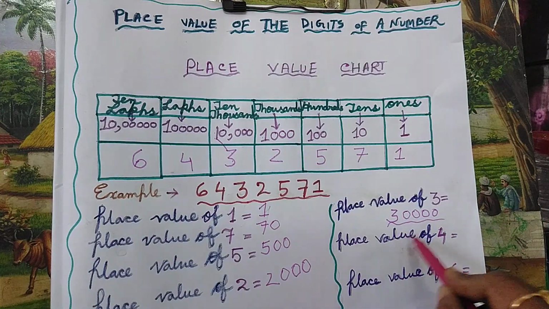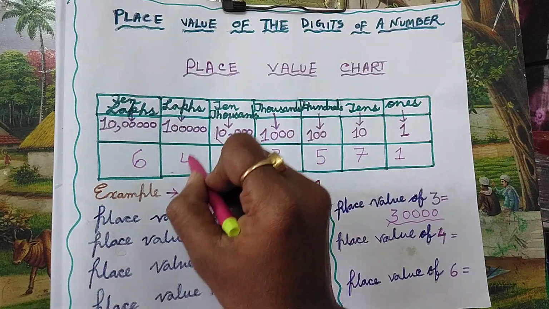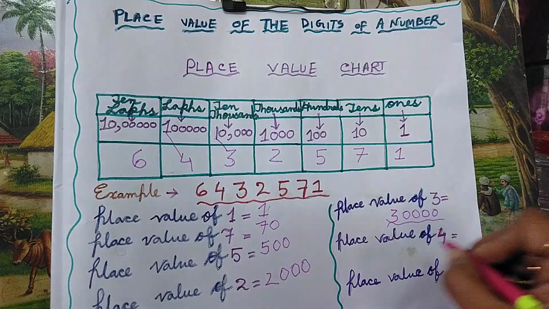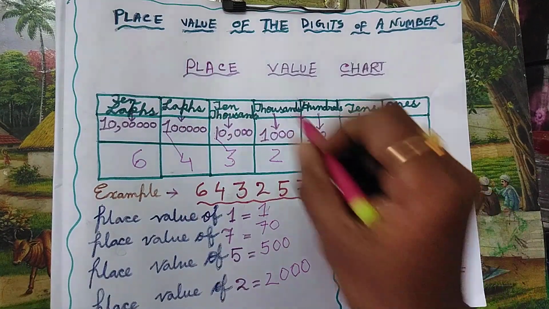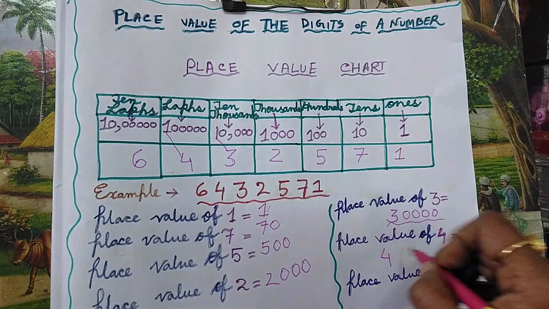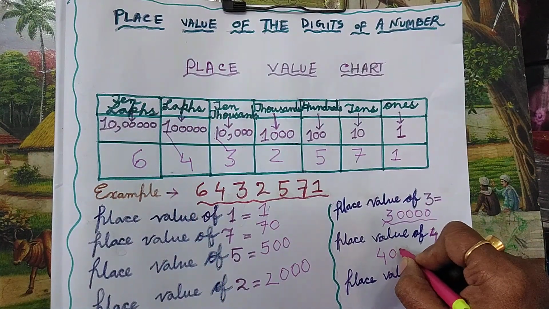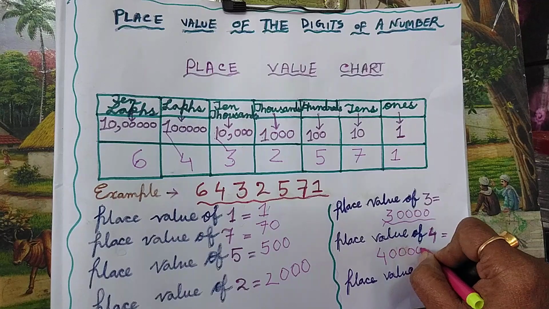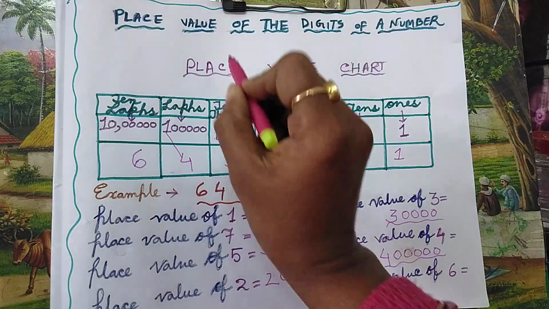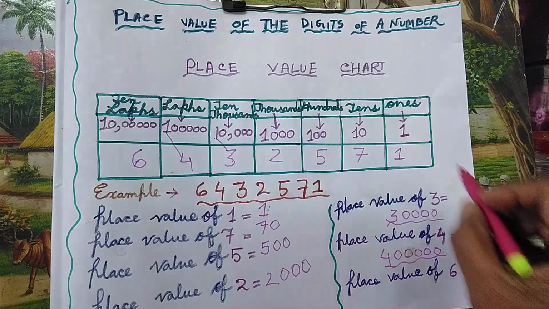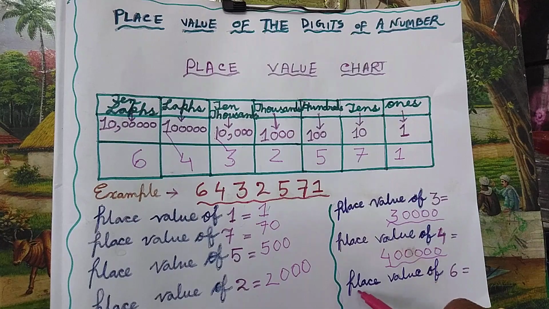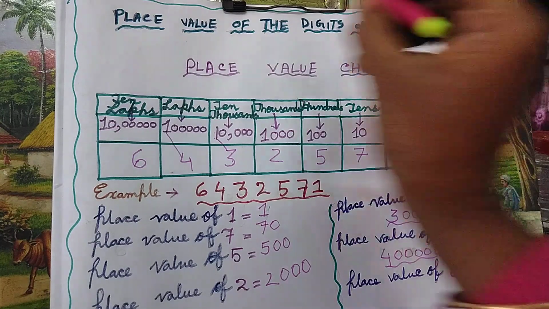Now place value of 4 lakhs. Okay, so 4 ones are 4 in lakh. How many zeros are there? 1 2 3 4 5. So put 5 zeros. So 4 lakhs, how to write in number? This way.